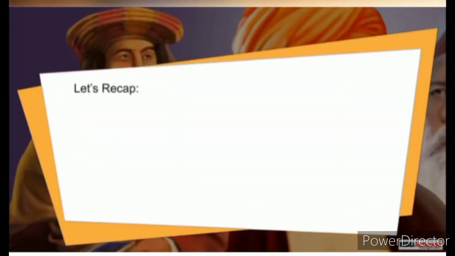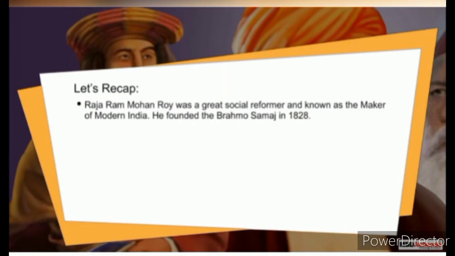Let's recap. Raja Ram Mohan Roy was a great social reformer and known as the maker of modern India. He founded the Brahma Samaj in 1828. He fought against the cruel practice of sati.